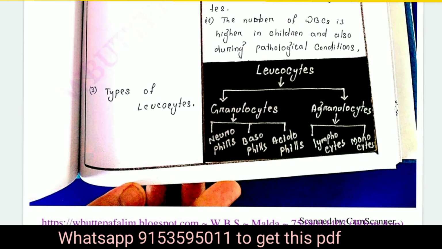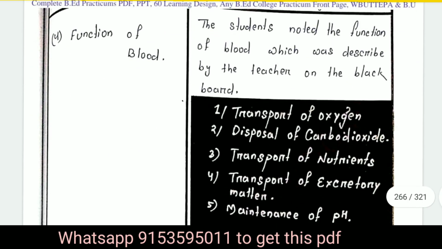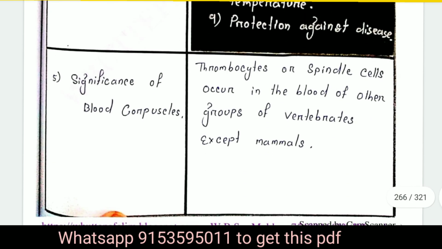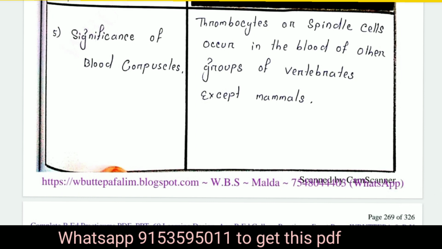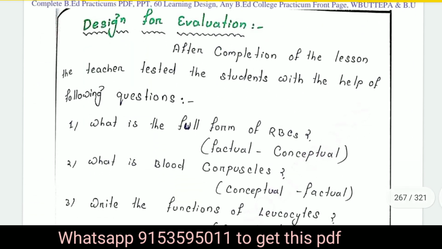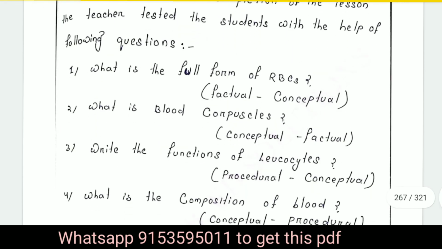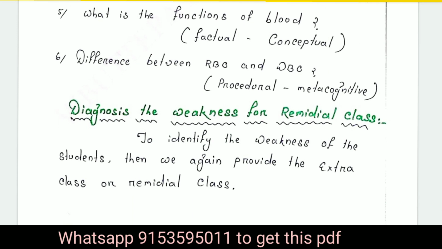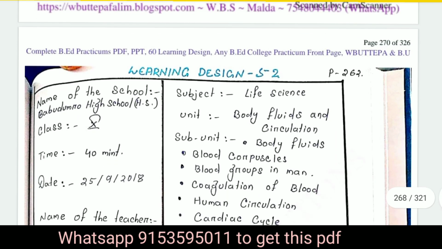Learning strategies are two-part: learning area and related strategies. Types of leukocytes. Here some blackboard works. Function of blood. Here some blackboard work: transport of oxygen, disposal of carbohydrate, protection against disease, etc. Significance of blood corpuscles. Design for evaluation. After completion of the lesson, the teacher tested the student with the help of following question. Diagnosis the weakness for remedial class.